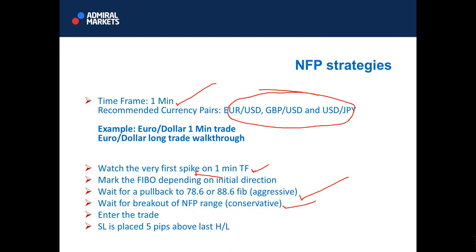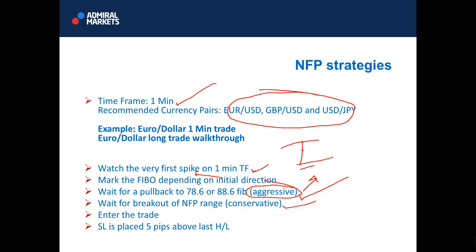Why is this the aggressive approach and why is this the conservative approach? The aggressive approach is because you want to trade that very first spike retracement, and the conservative approach is you wait for either range, whatever the range, to be broken. I will show you that also. But if that NFP spike is big, that means you need to put the stop loss below the spike, and that can be very bad for your risk to reward. So, if you ask me, I usually go with the aggressive approach, and that is, I'm waiting for a pullback to the 78.6 or 88.6 fib, and then entering in the right direction.